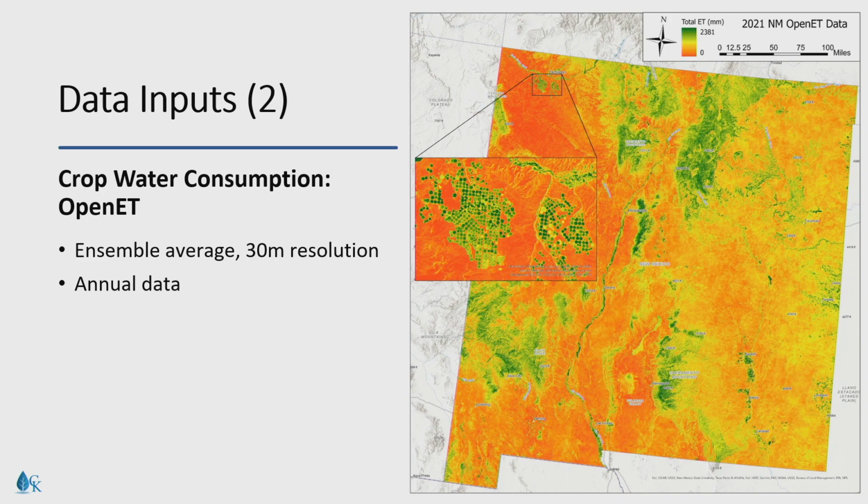Second data input, obviously, since we're all here, OpenET. We again use the ensemble average at a native 30-meter resolution, and we use the annual data. And again, zooming in on that upper San Juan Basin, you can see differences in the amount of total ET that's coming off of those irrigated crop circles. And so we're taking that into account in our analysis as we go, and I'll talk about how we did that.